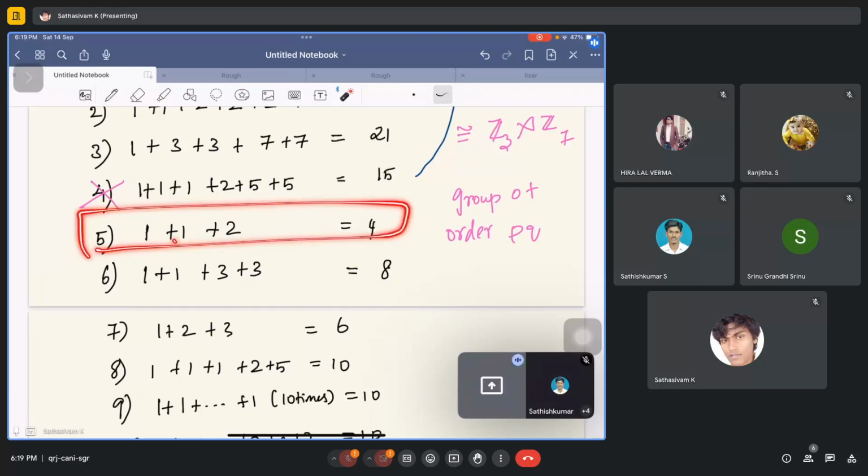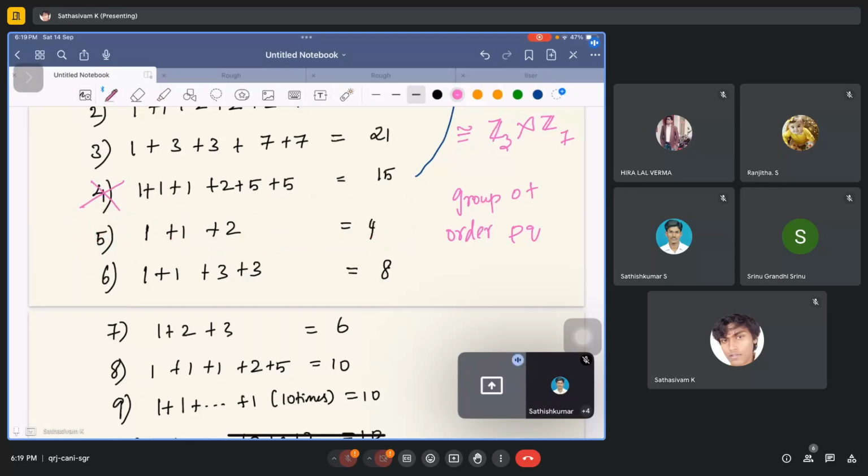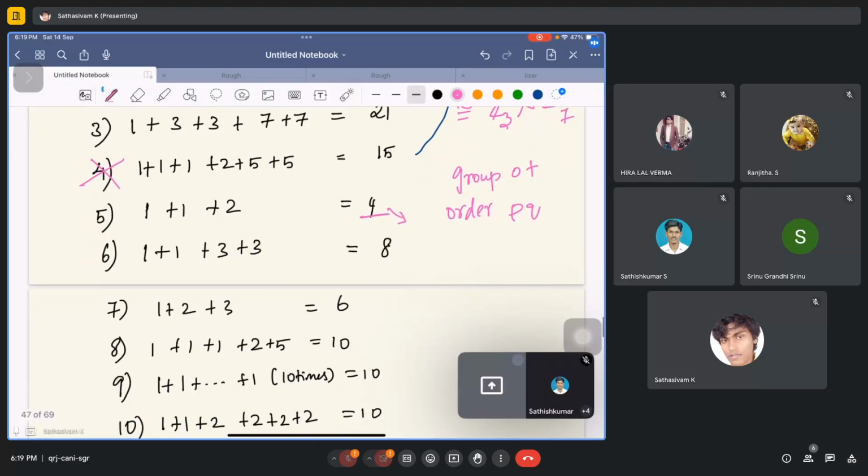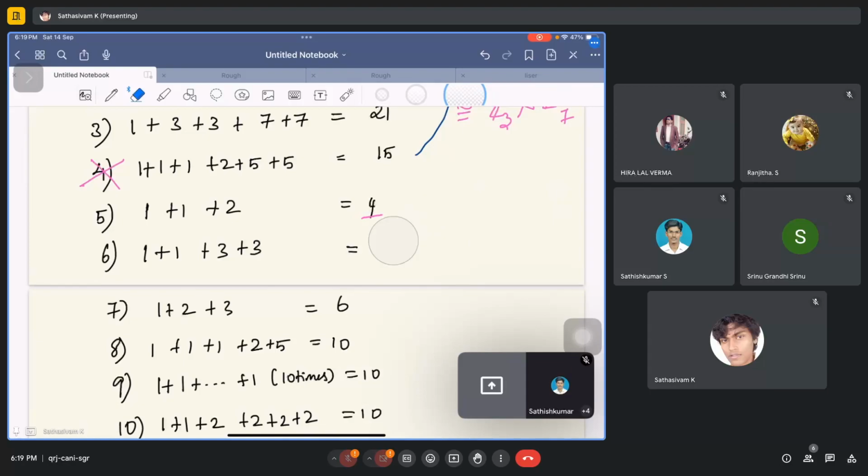What about this one? This is not possible, right? Why? If you have a group of order 4, there are only two groups of order 4. One is basically, I will write here. So there are only two groups of order 4.